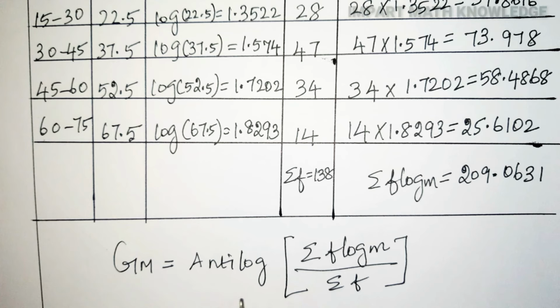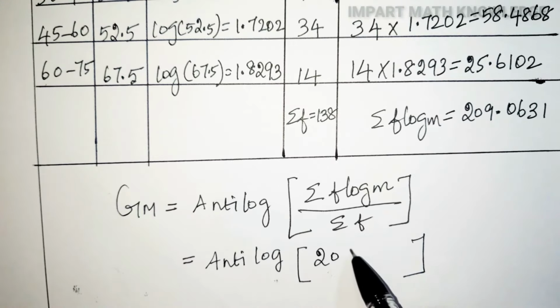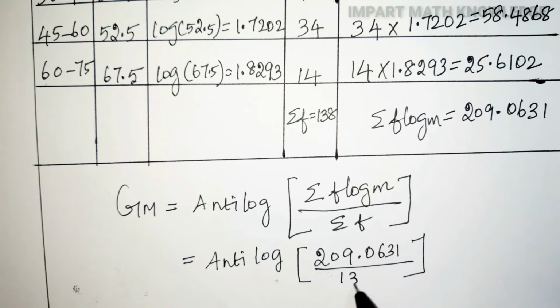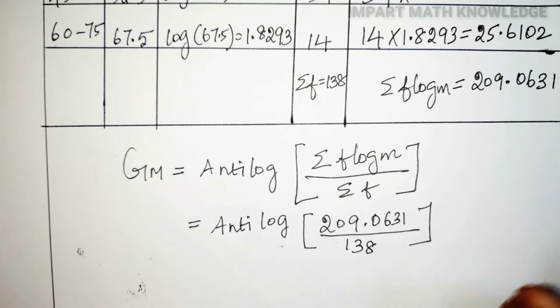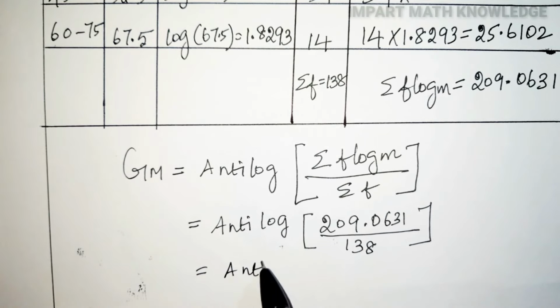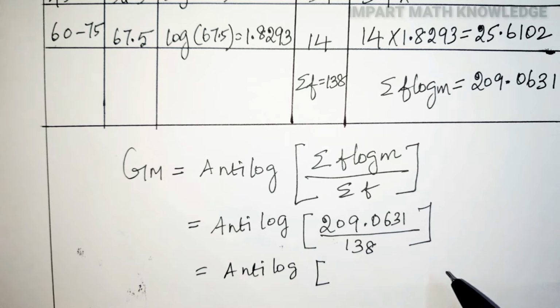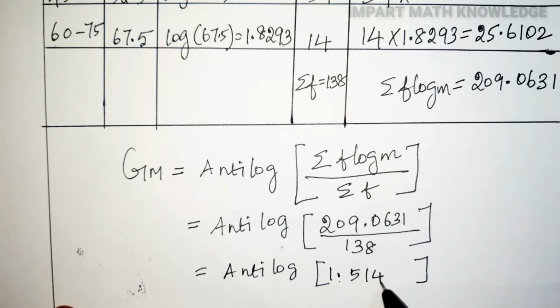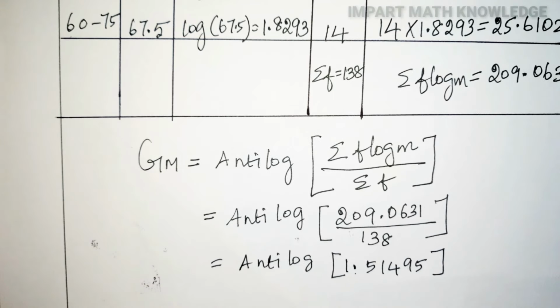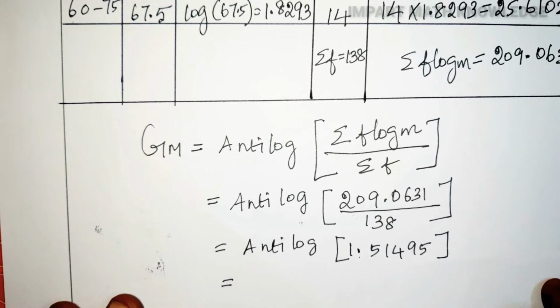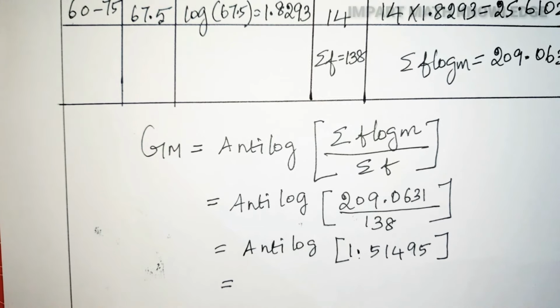Now geometric mean is antilog of sigma f log m divided by sigma f. 209.0631 divided by sigma f, which is 138, is equal to antilog of 1.51495. Now from the calculator or logarithmic table, we get antilog of 1.51495 is 32.7303.